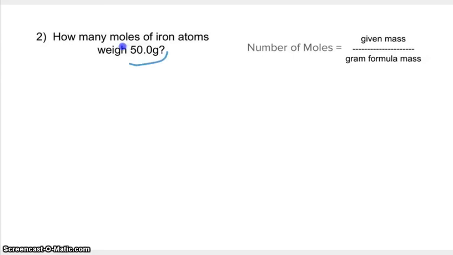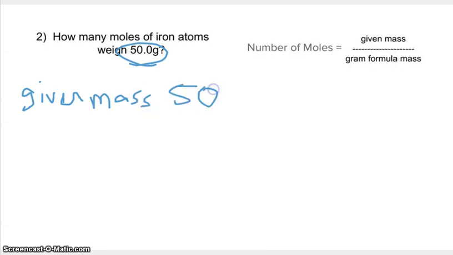So in the problem, I'm given 50 grams. Grams is a mass measurement. That means my given mass this time is 50. How many moles? So that means number of moles. That's my missing piece. So I need to solve for number of moles.